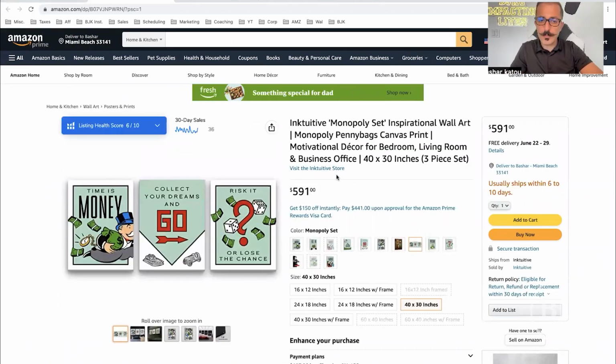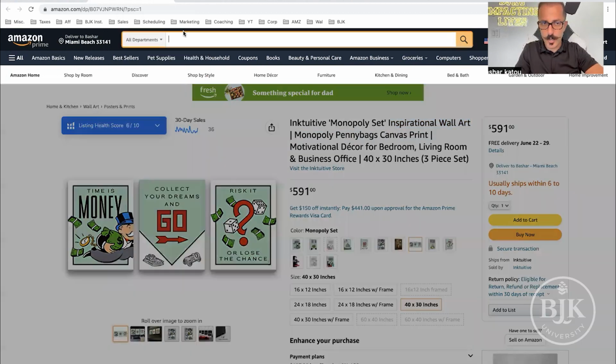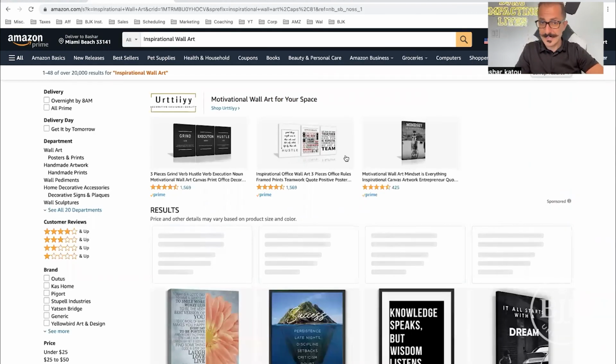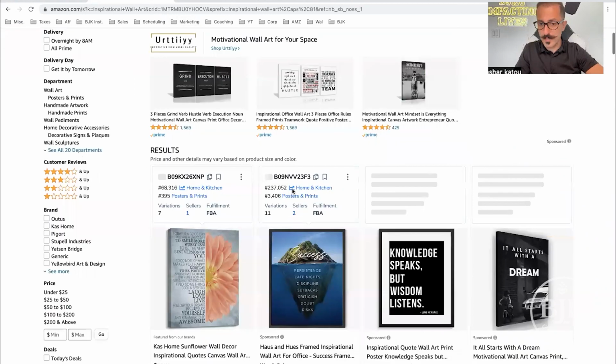So let's say I like this product and it matches my criteria. Now I'm going to try to find the top keyword that this product can be searched under. Meaning, this name is their brand name, so I'm not going to use this. Okay, inspirational wall artwork Monopoly. So, inspirational wall art. This is probably the biggest keyword. I'm going to make sure that it says all departments, and I'm going to type it here. It doesn't need to be exactly the Monopoly one. It could be anything, right?